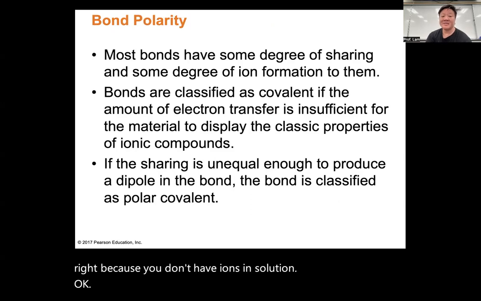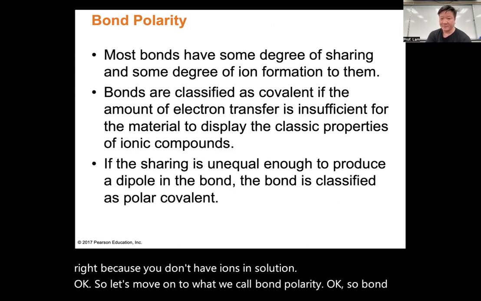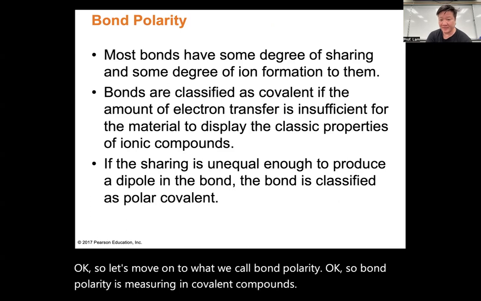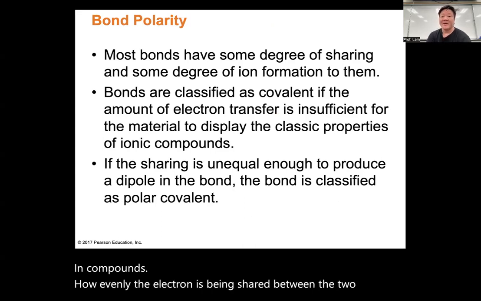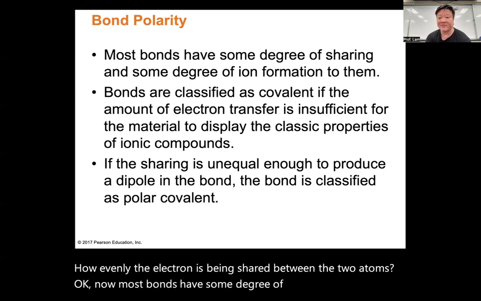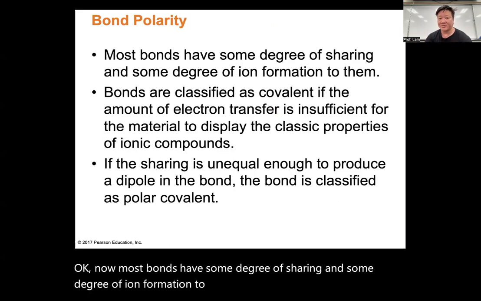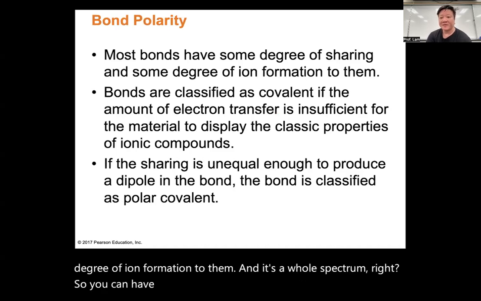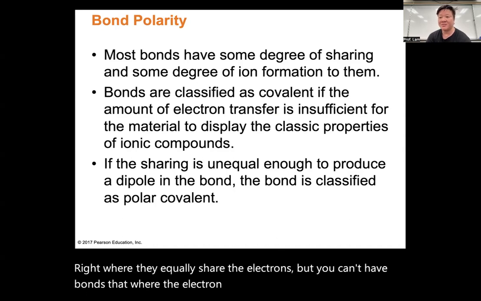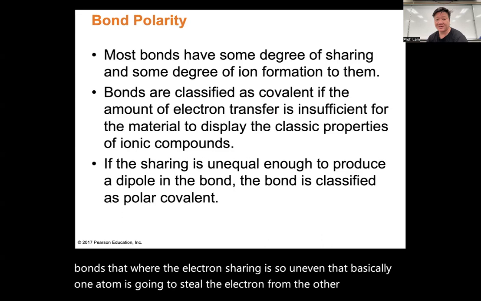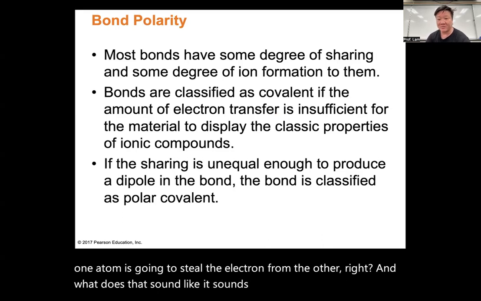Okay, so let's move on to what we call bond polarity. Bond polarity is measuring, in covalent compounds, how evenly the electron is being shared between the two atoms. Now, most bonds have some degree of sharing and some degree of ion formation to them. And it's a whole spectrum. So you can have bonds that are equally shared, where they equally share the electrons, but you can have bonds where the electron sharing is so uneven that basically one atom is going to steal the electron from the other. And what does that sound like? It sounds like the ionic bonding model.